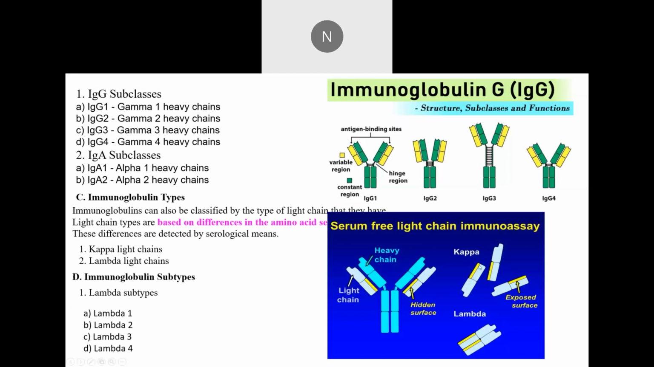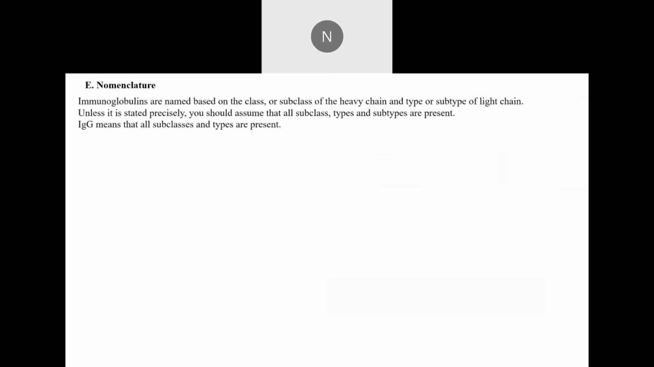So based on the sequence of amino acids on these light chain small portions, you can have this classification. All the immunoglobulins can be classified based on the heavy chain as IgG, IgA, IgM, IgE, IgD, and based on the light chain, they are divided into kappa light chain and lambda light chain. So this is the major classification that you have to remember. And the nomenclature is given based on the various subtypes, and there is a heterogeneity.